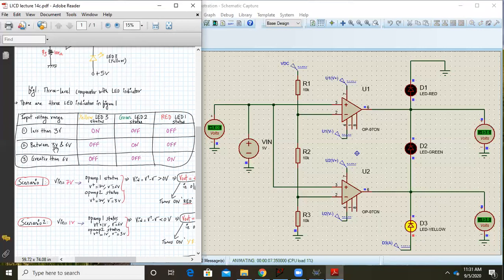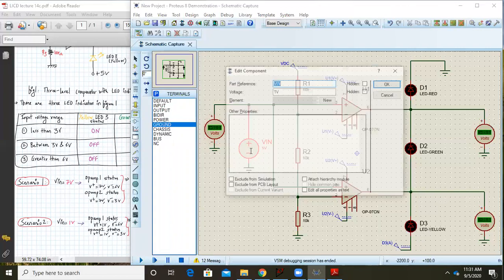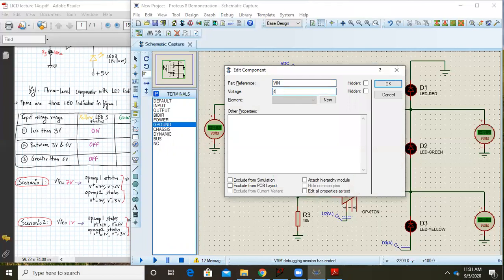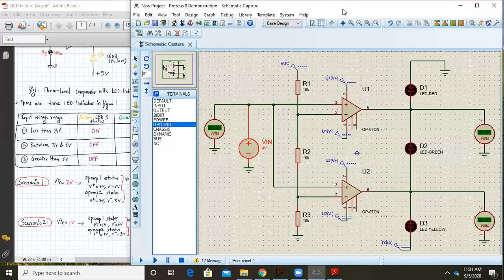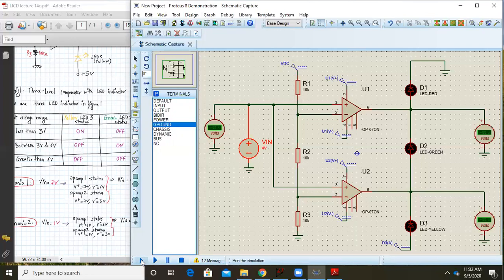And now let me give a value of Vin between 3 and 6. So let me stop the simulation and give this Vin as, let's say, 4 volts. So these are the two levels it has detected perfectly, greater than 6 volts and less than 3 volts. Now let us see if it is working in this range or not. So I have given 4 volts as Vin, that is between 3 and 6. Let me simulate. Which LED should turn on? The green LED should turn on. So yeah, it is as predicted.